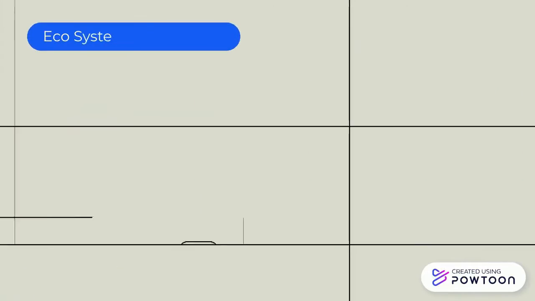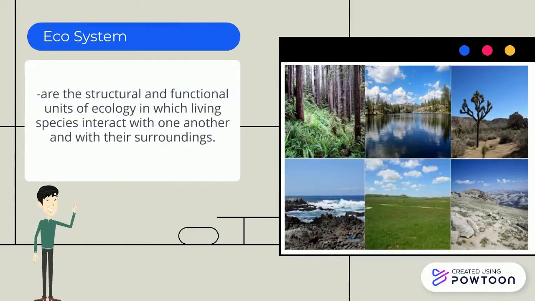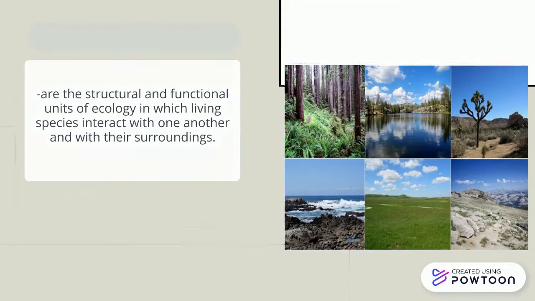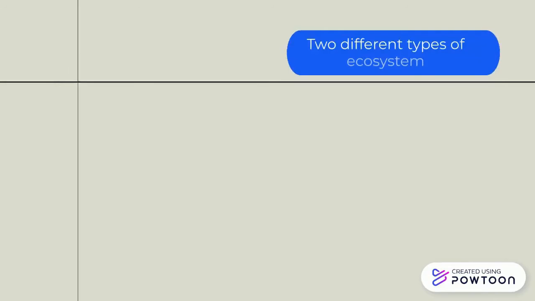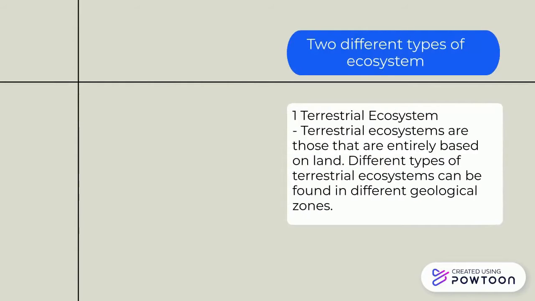Ecosystem. Ecosystems are the structural and functional units of ecology in which living species interact with one another and with their surroundings. An English botanist named Arthur George Tansley created the term ecosystem in 1935. There are two types of ecosystem. First is terrestrial ecosystem. Terrestrial ecosystems are those that are entirely based on land. Different types of terrestrial ecosystems can be found in different geological zones.